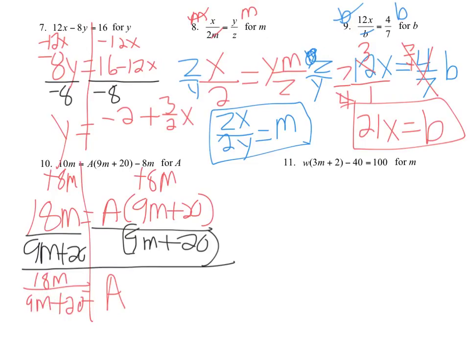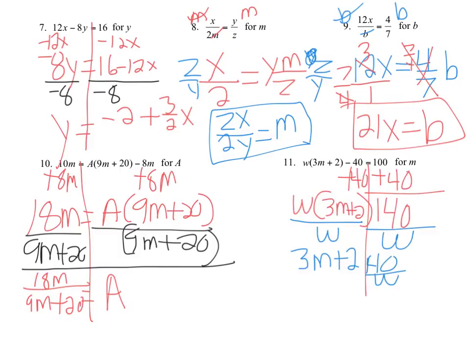Last one, we have m we want to get by itself. So here I'm going to add 40, and then I'm going to divide by w just so it doesn't get any messier. That's exactly what I did. I added 40 to 100, and I ended up with 140. Then I'm dividing both sides by w.